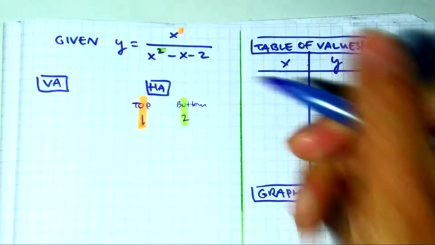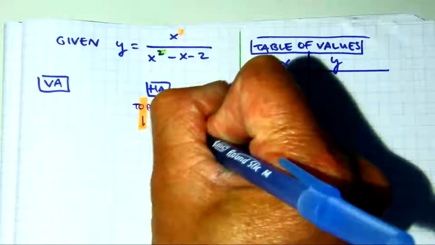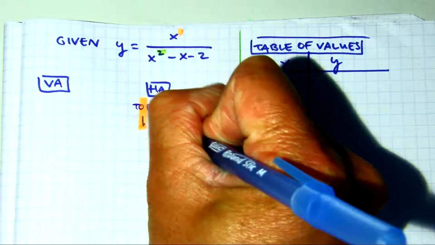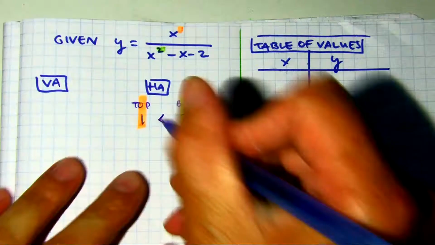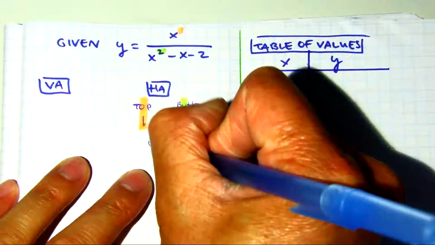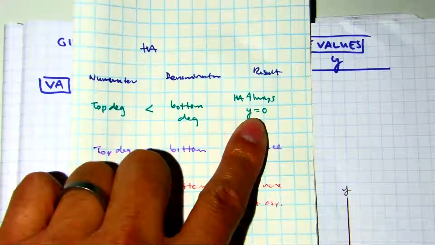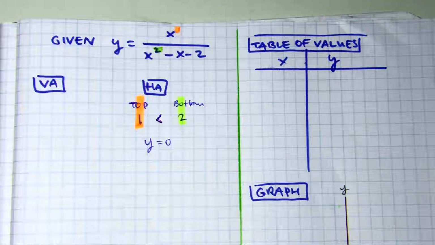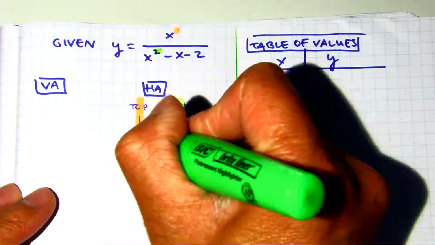What inequality goes there, Isaac? Less than. And what do you do when it's less than? Y equals 0. So horizontal asymptote of y equals 0. Just use that chart that we copied down. And it'll always be y equals 0. Raise your hand if you got that. Nice. Use green. Good job, Isaac.